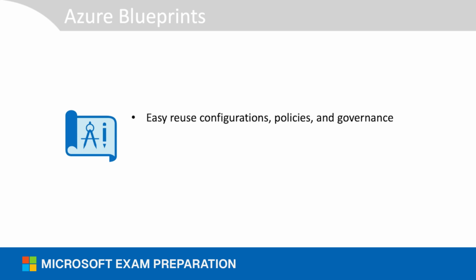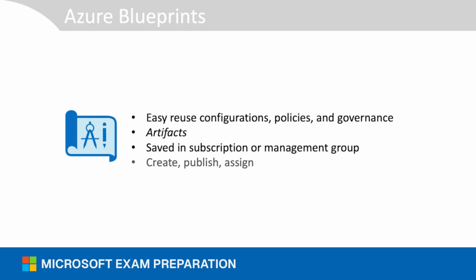Any items that you add to a blueprint are called artifacts. And an artifact can be a resource group, an ARM template, a policy assignment, or a role assignment. Blueprints can be saved to either a subscription or a management group. If you save it in a management group, it can then be used with any subscription that's part of that management group. After you create a blueprint, you publish it, which saves the blueprint.